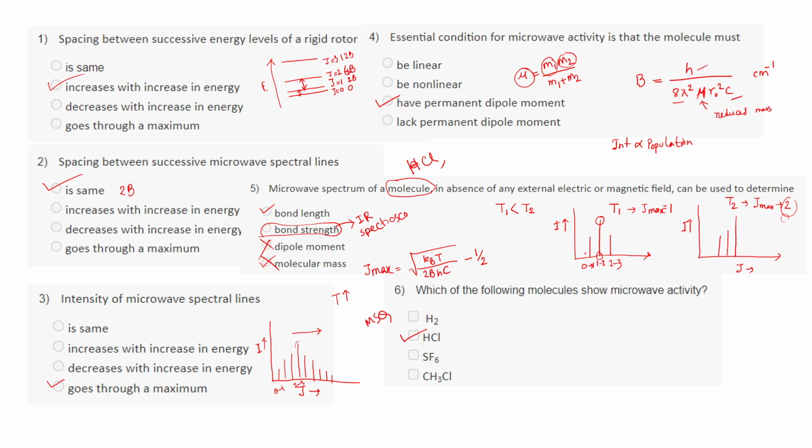So what about CH3Cl? This is not chloroform. The chloroform is CHCl3, right? So this is CH3Cl. What is the structure? What do you think? Tetrahedral, right?